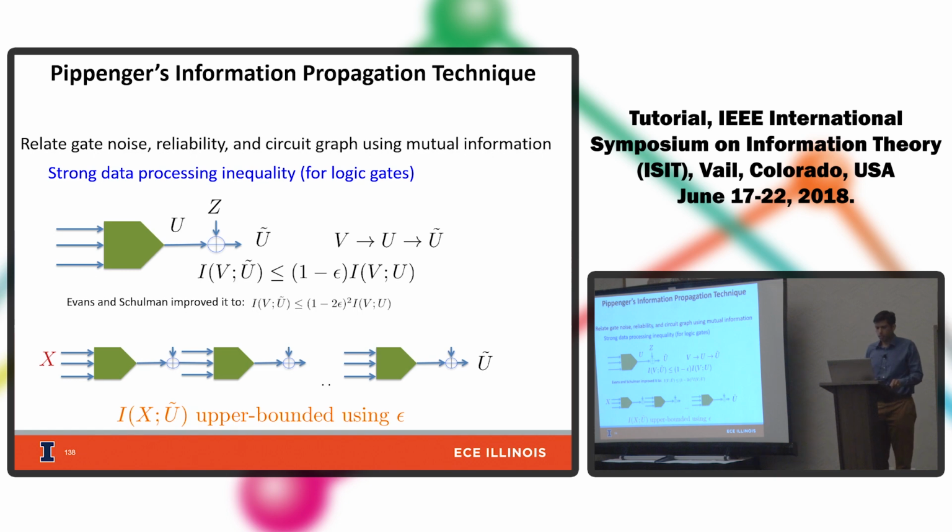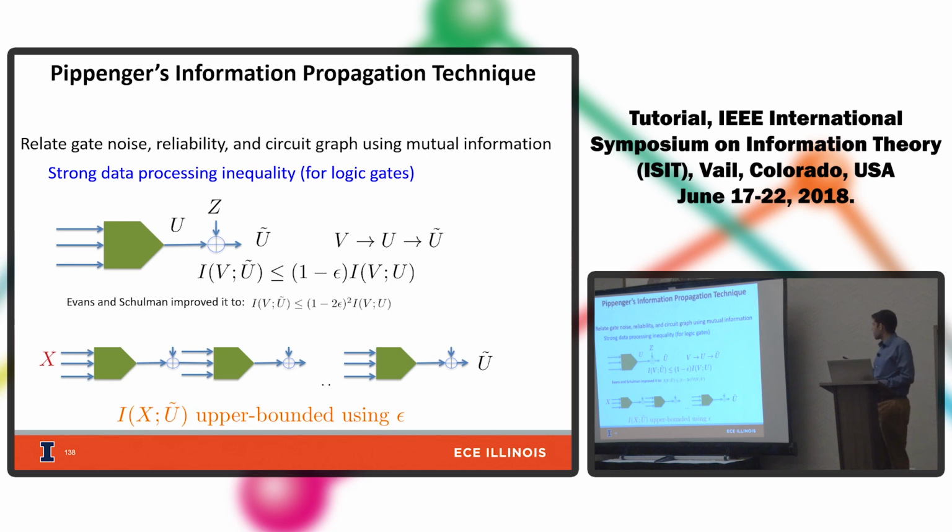Okay, and the way we do that is to extend Pippenger's information propagation technique, which is a very nice idea from classical fault-tolerant computing, but here we're now going to be using energy considerations as well. So we'll relate the gate noise, the reliability, and the circuit graph, the network structure, using mutual information. And in particular, we'll draw on strong data processing inequalities for logic gates.